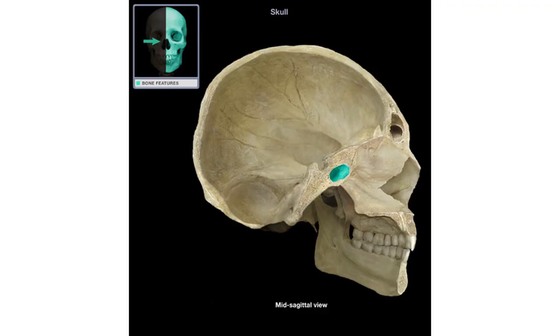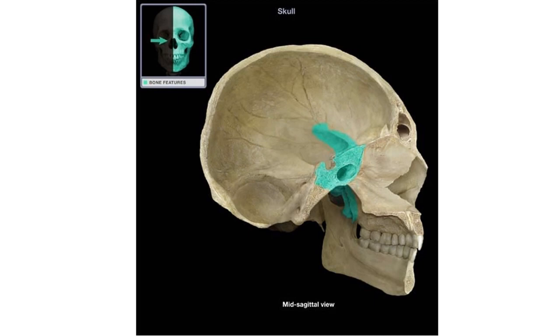In this sagittal view of the skull, the green marked area is an air sinus of the sphenoid bone. It is present in the thick body of the sphenoid bone, and it opens into the nasal cavity.